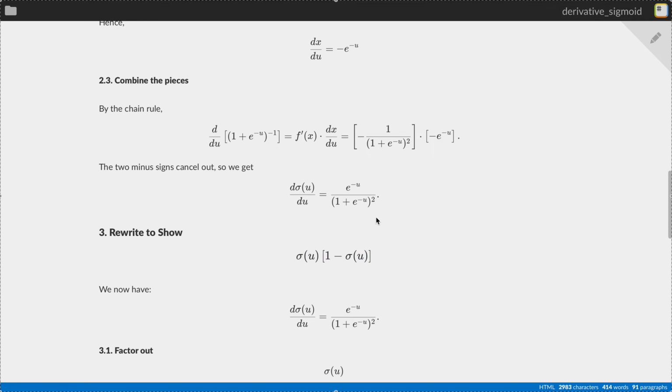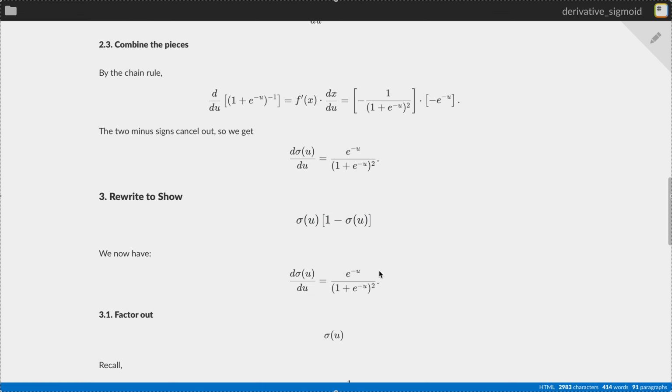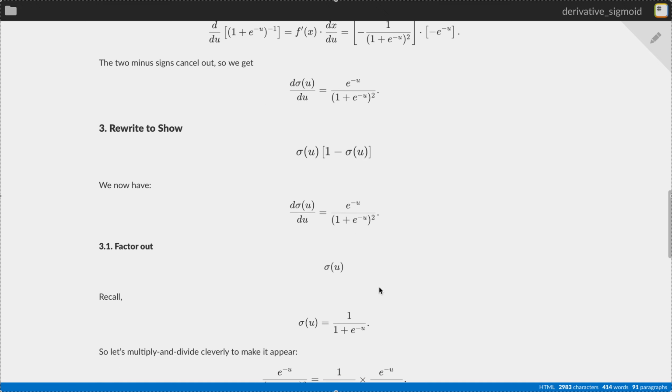the derivative. And actually, we could leave it as so, but this would require more computation and it's not as clear. So now we're just rewriting it to show that we can rewrite this as this. Okay, so now we have e to the negative u over 1 plus e to the negative u squared, and we can factor out a sigmoid of u. Recall that the sigmoid of u is equal to 1 over 1 plus e to the negative u. Over here, we can factor 1 out.